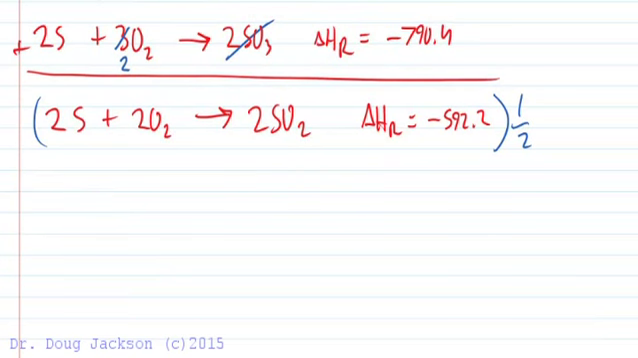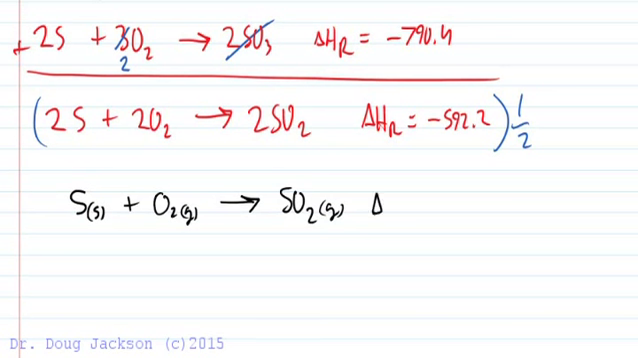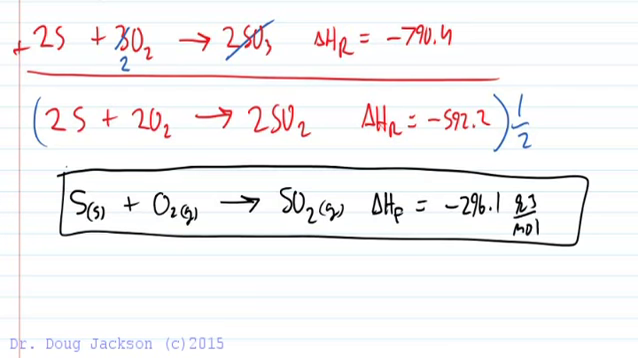And so when we do that, our final equation is going to be sulfur plus 1 oxygen molecule, elements in their natural state, gives 1 mole of SO2 gas, with a delta H of formation of negative 296.1 kilojoules per mole. And if we check our enthalpy tables, we see that that is correct.